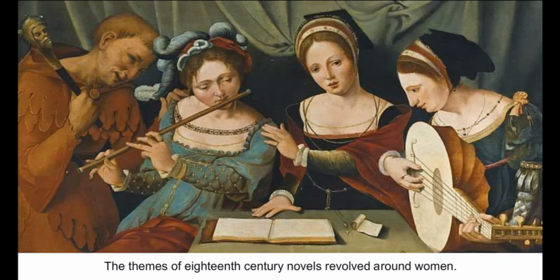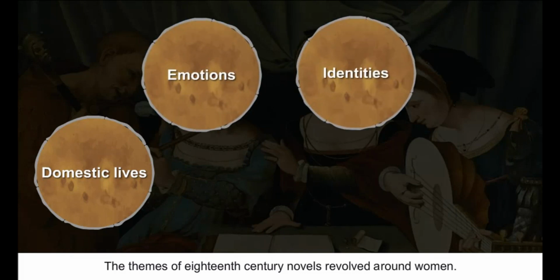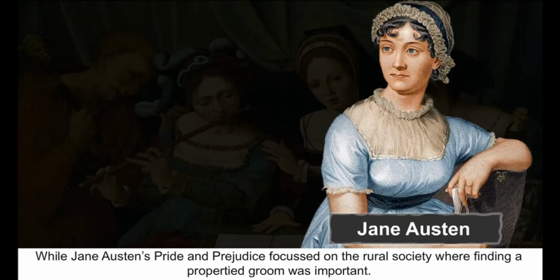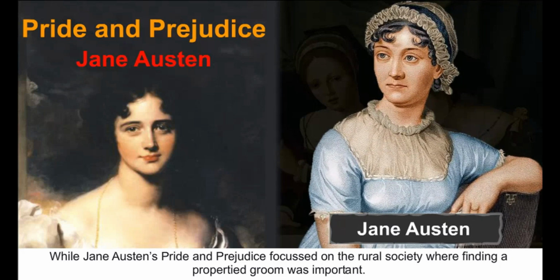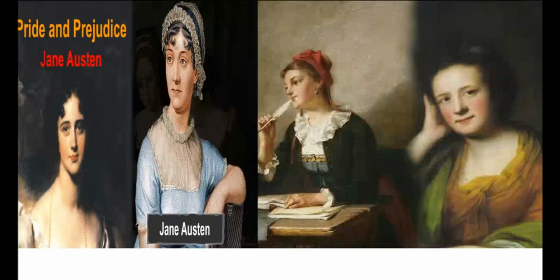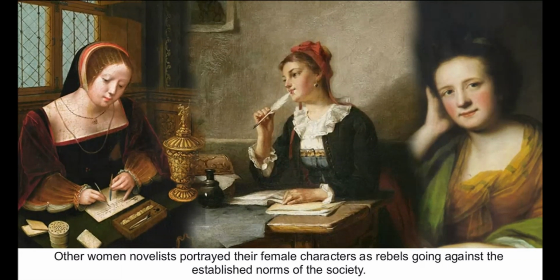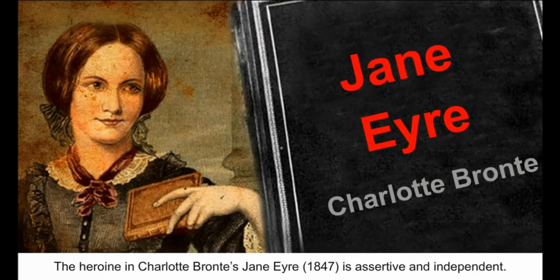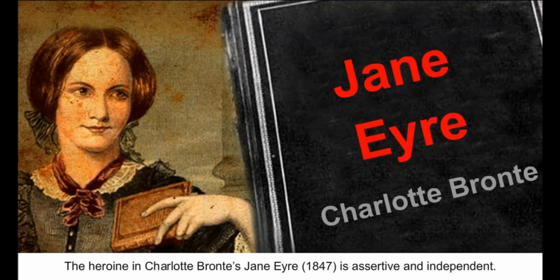The New Woman. The themes of the 18th century novels revolved around women, their domestic lives, emotions, identities, and experiences. While Jane Austen's Pride and Prejudice focused on the rural society where finding a propertied groom was important, other women novelists portrayed their female characters as rebels going against the established norms of the society. The heroine in Charlotte Bronte's Jane Eyre, 1847, is assertive and independent.